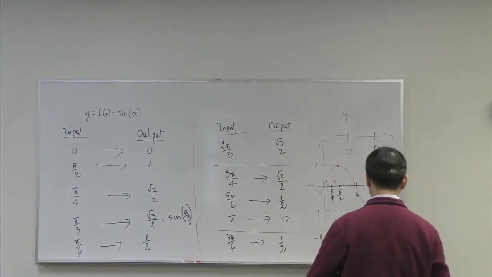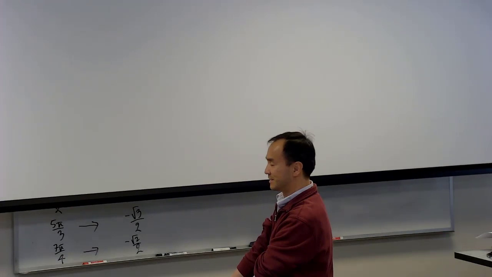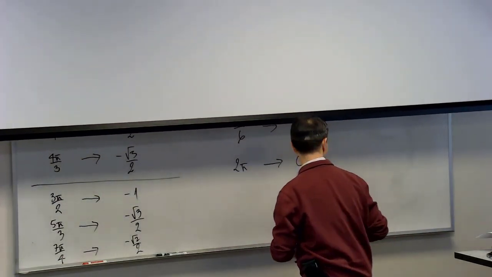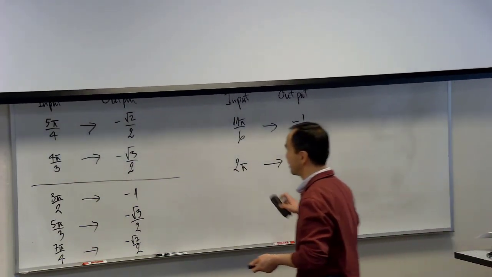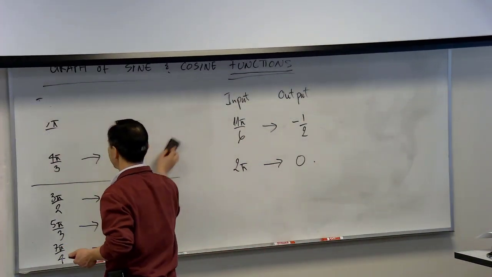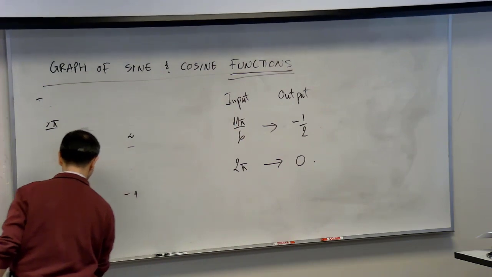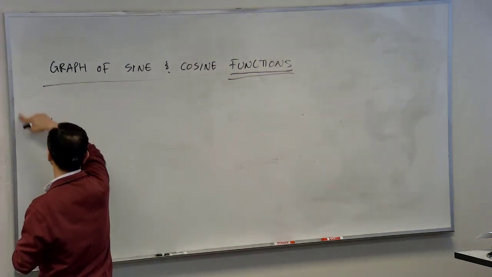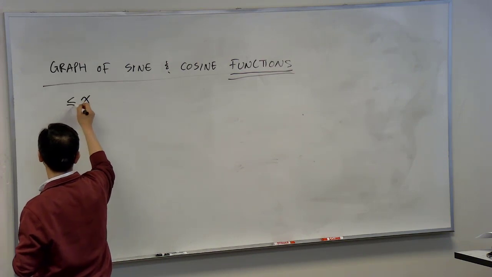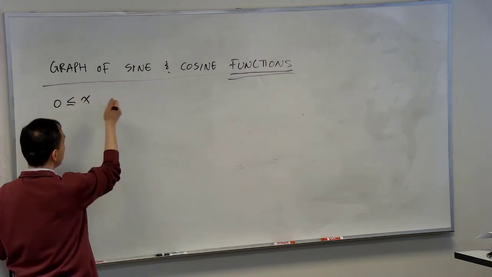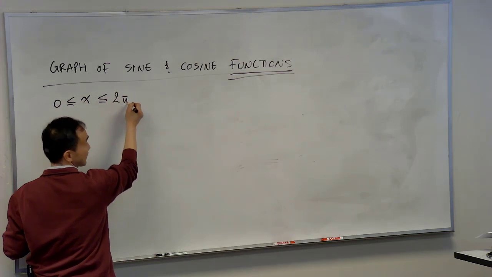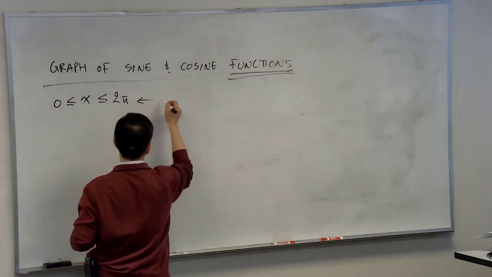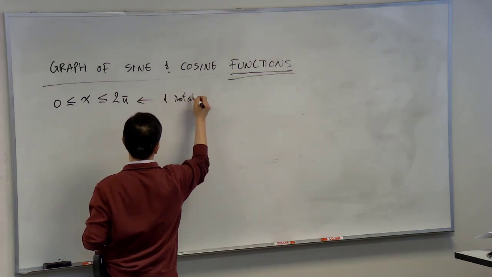But now, here's the thing. Everything we have done so far is based on only one complete rotation. The graph we've done so far started with 0 for the angle, and I finished at 2 pi. And remember, that was one rotation.